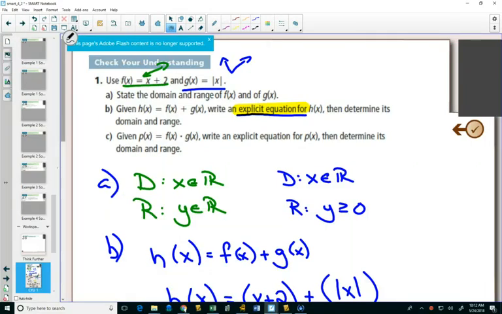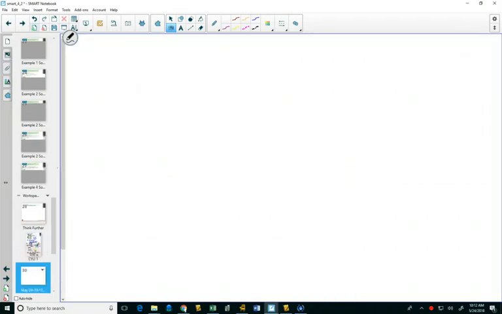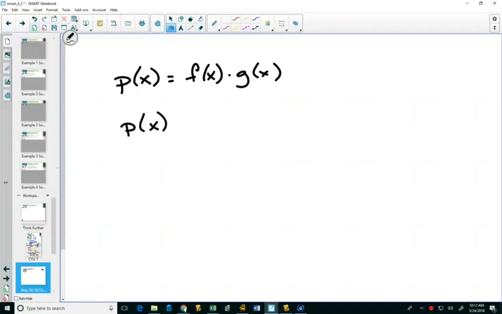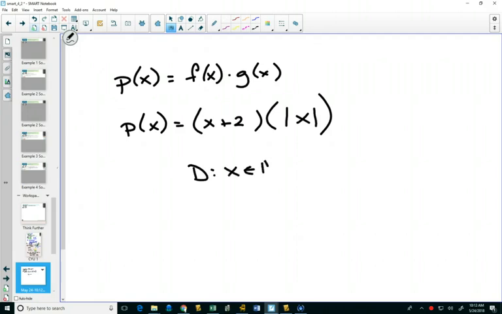So part C, we now want to do P of x is f of x times g of x. As an explicit equation, f of x was x plus 2, and g of x was the absolute value of x. So that's writing it as an explicit equation. There's no non-permissible values, so your domain is still going to be everything. To figure out our range, we would either have to graph it or use our piecewise function.